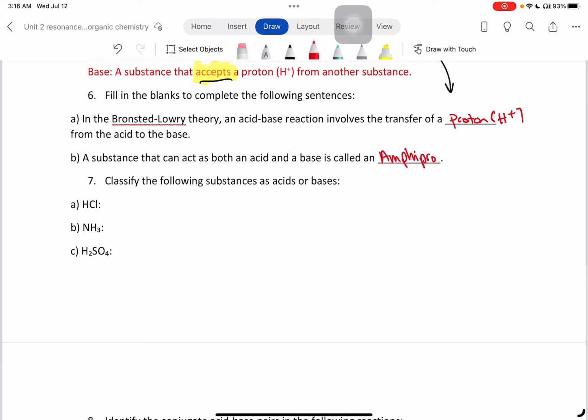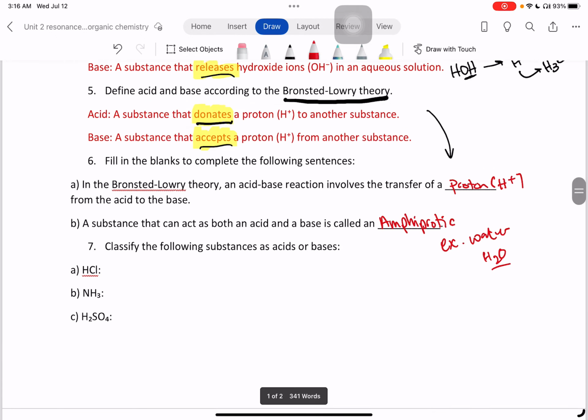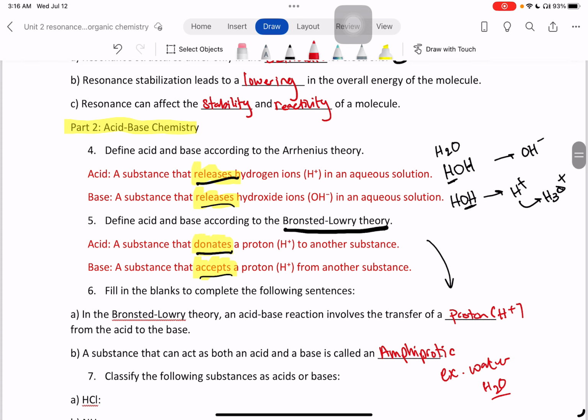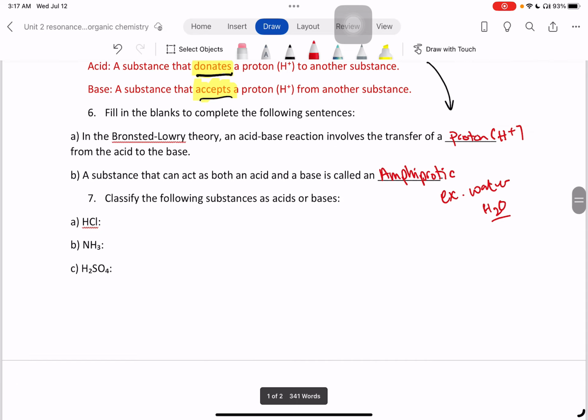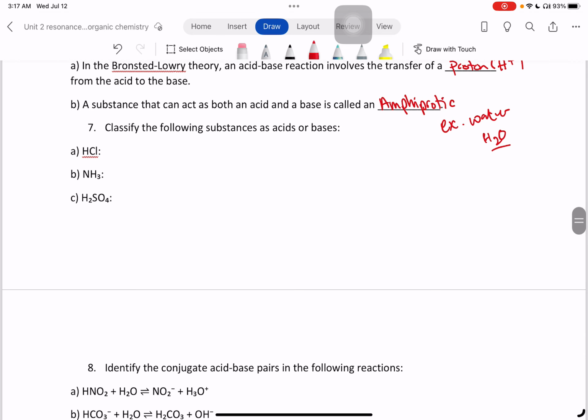The product. An example is water, H2O. Okay, so as we saw right over here, it sometimes can act as an acid, sometimes it can act as a base.